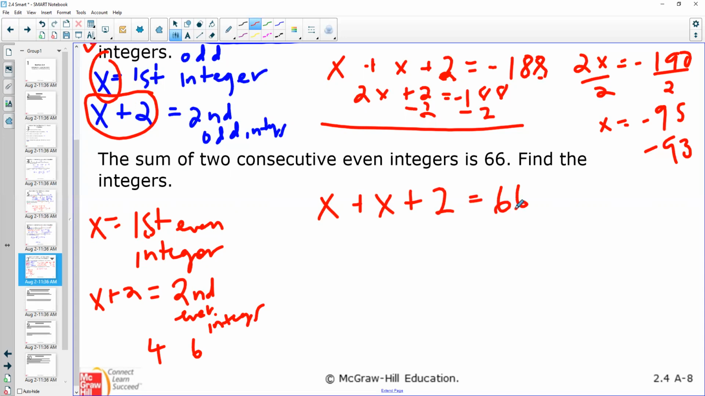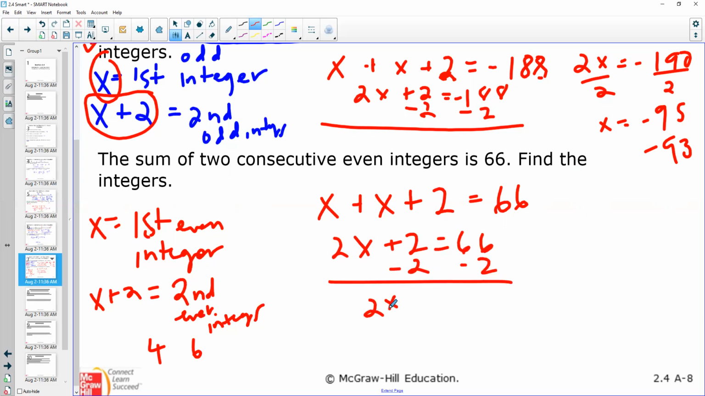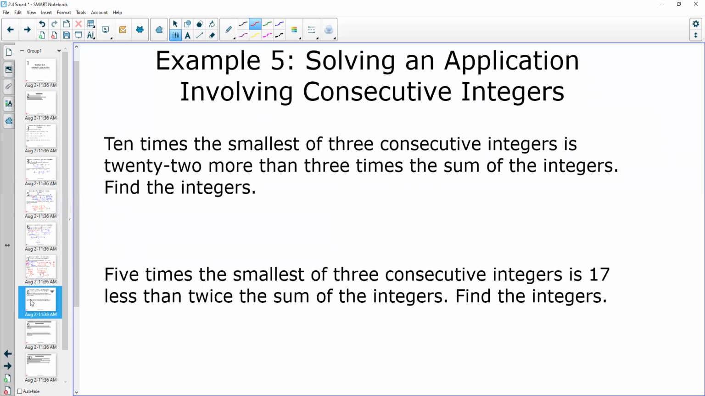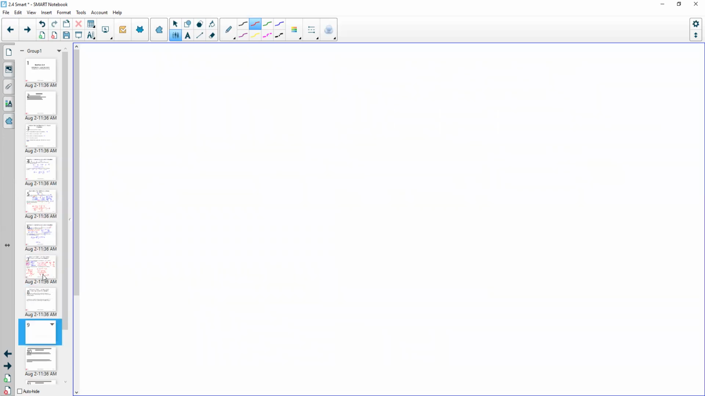All right, we're doing the same thing. We get 2x plus 2 equals 66, minus 2. I get 2x equals 64, divided by 2. x is 32. If x is 32, the next consecutive integer, the even one, is going to be 34. That's it. All right, let's try the next kind of problem. These ones need space, so I'm going to give myself a blank page here.